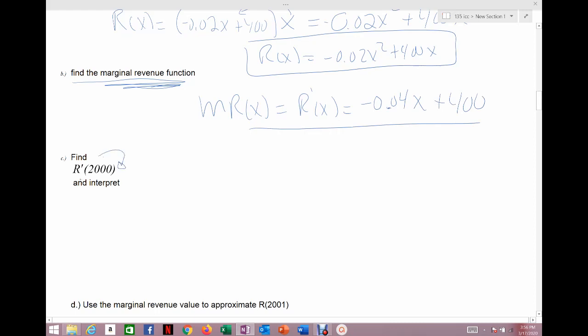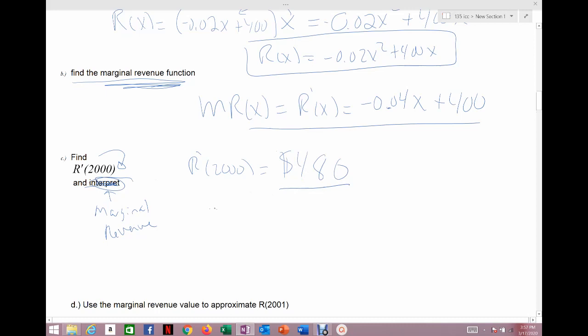And so it's asking you to find the derivative at 2000 and then interpret it, and again, we want to interpret it in terms of marginal analysis. Alright, so we're going to find it and then interpret it. Alright, so the derivative at 2000, so I'm going to plug 2000 in my derivative, and so that's going to come out to 480, and again, now it's the interpret. What is that telling me?